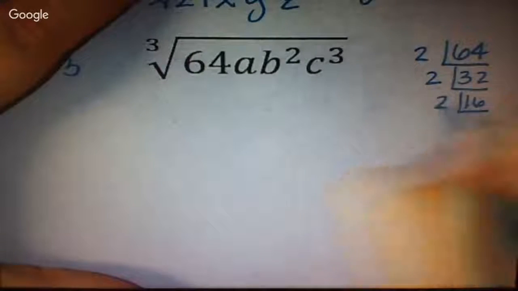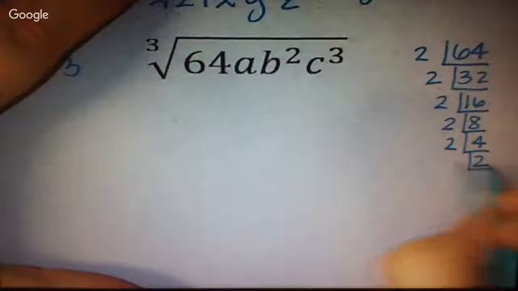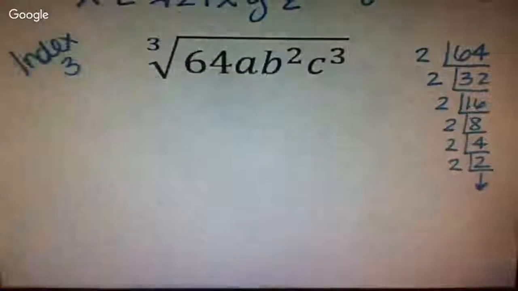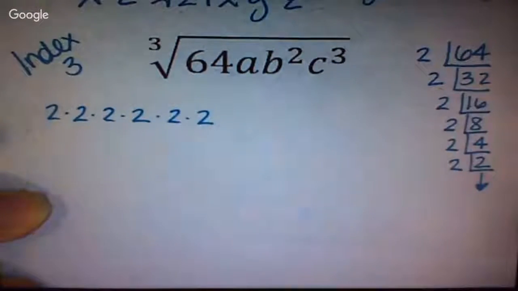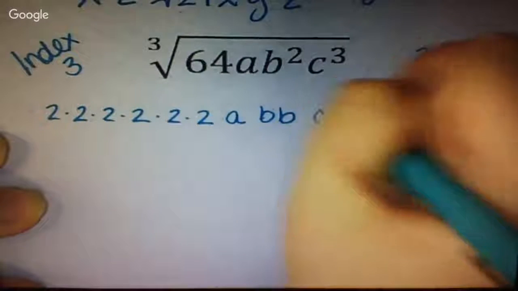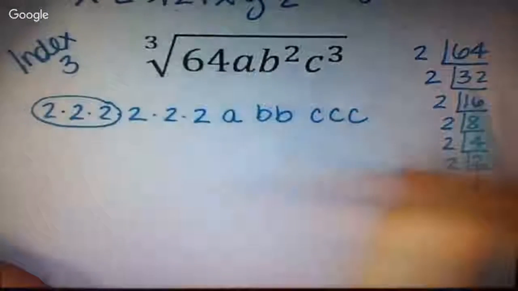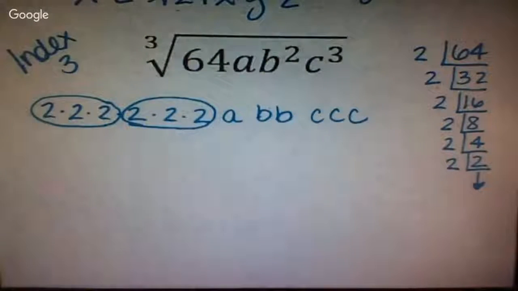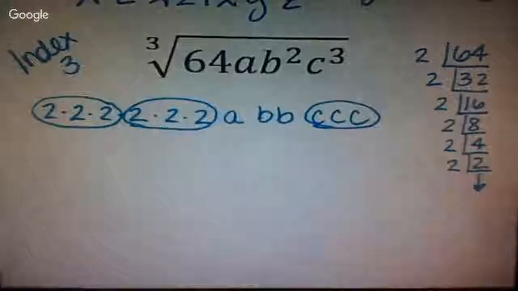Then 8. 2 again. 4, 2, and 2, 2, and 1. Okay, so this is 2, 6 times. 2 times 2 times 2 times 2 times 2 times 2. And then I have 1 A, I have 2 B's, and I have 3 C's. Okay, my index is 3. So I'm grouping in 3s. So that's 1 group of 2s, 2 groups of 2s. I can't group A's, I can't group B's, but I can pull this group of C's out.